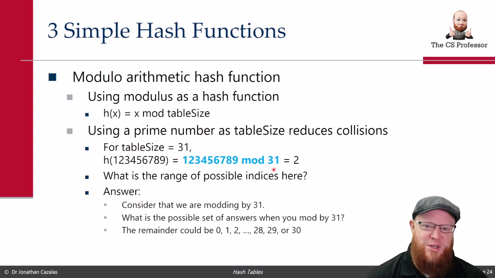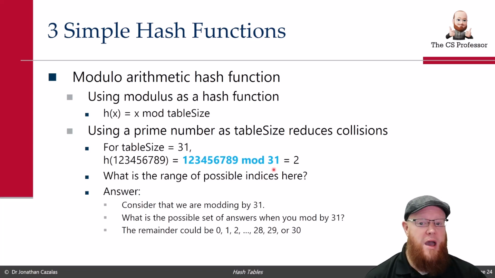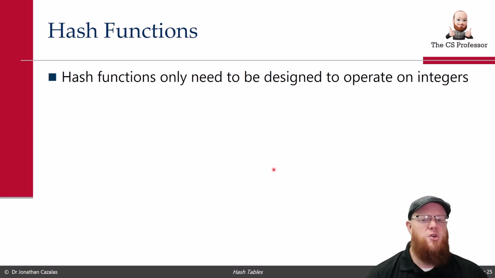It should be an easy question, but it's always funny to ask. What are the possible set of answers if you mod by 12? Well, there should be 12 answers from 0 to 11. If you mod by 100, you should have 100 possible answers as a remainder from 0 to 99. So when you mod by 31, you're going to get 31 possible remainders. What are those remainders? From 0 to 30. And you're going to use those values from 0 to 30 as the indices into your hash table, your reasonably sized array.